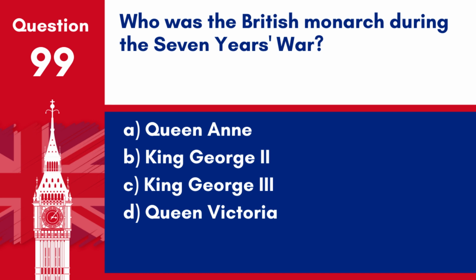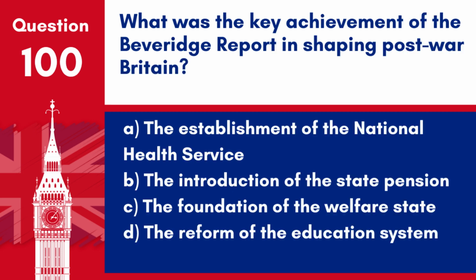Answer B. King George II. The British monarch during the 7 Years' War was King George II. Question 100. What was the key achievement of the Beveridge Report in shaping post-war Britain?